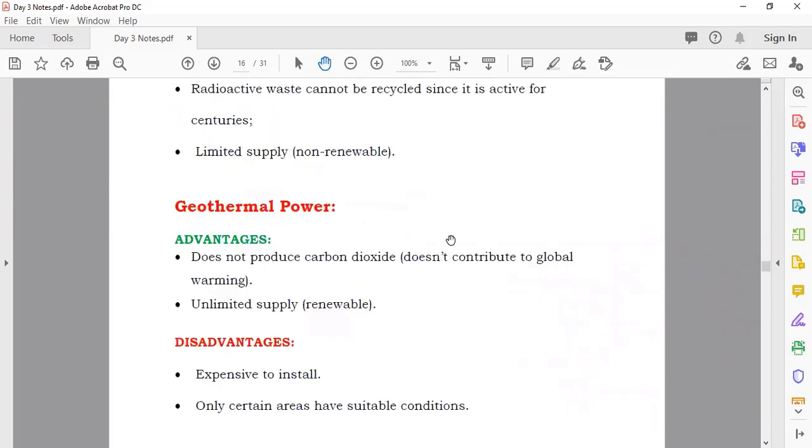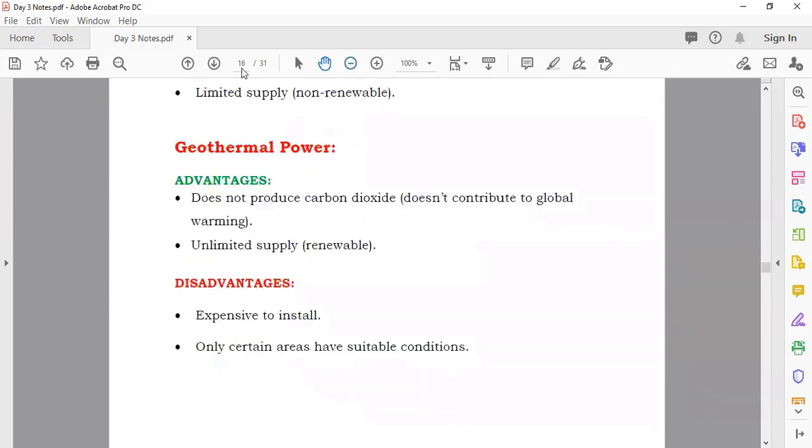Again, in geothermal, they said you have the advantages: does not produce carbon dioxide, and unlimited supply. If the rocks are down there, you can get renewable energy. Unlimited means renewable here. Disadvantages: expensive to install.